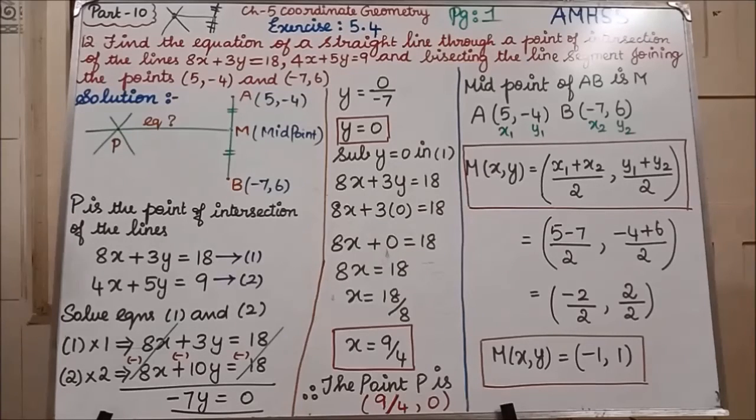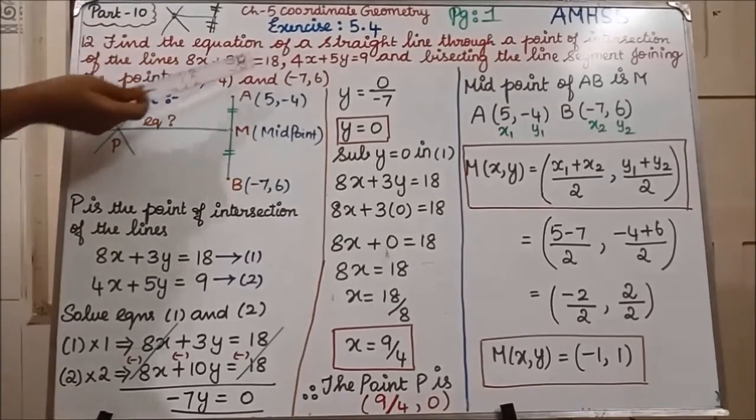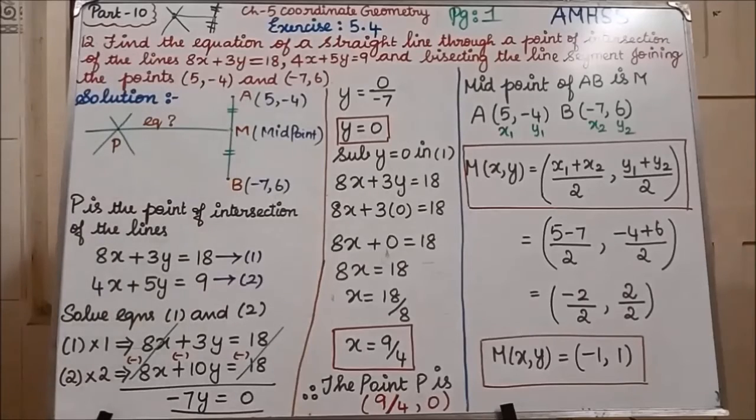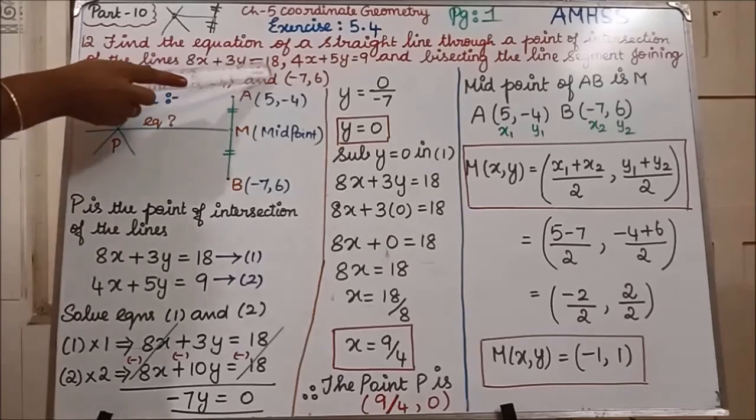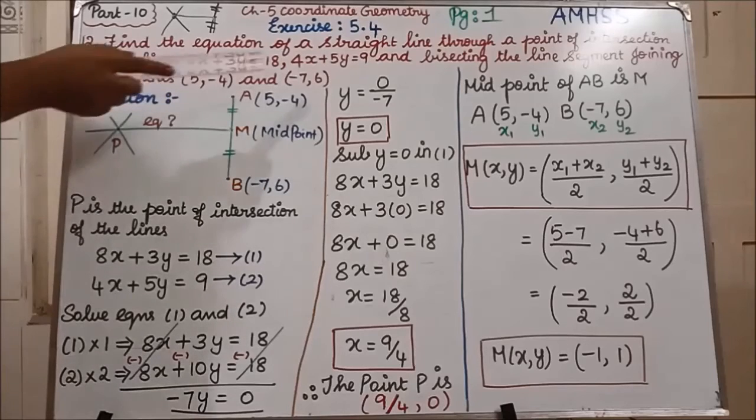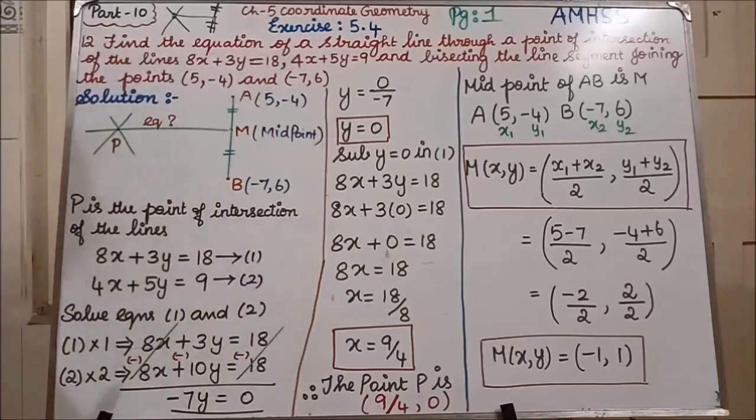See students, in this question also they have given point of intersection of the lines. They have given two equations. First we have to solve the two equations by any of the methods. I have done here the same elimination method. What we have seen in the previous problem, the same elimination method I am going to do here. See, I have written the first equation 8x + 3y = 18. Okay, 4x + 5y = 9. Now what are we going to find with these two equations? We are going to find this point of intersection, the P point we are going to find.